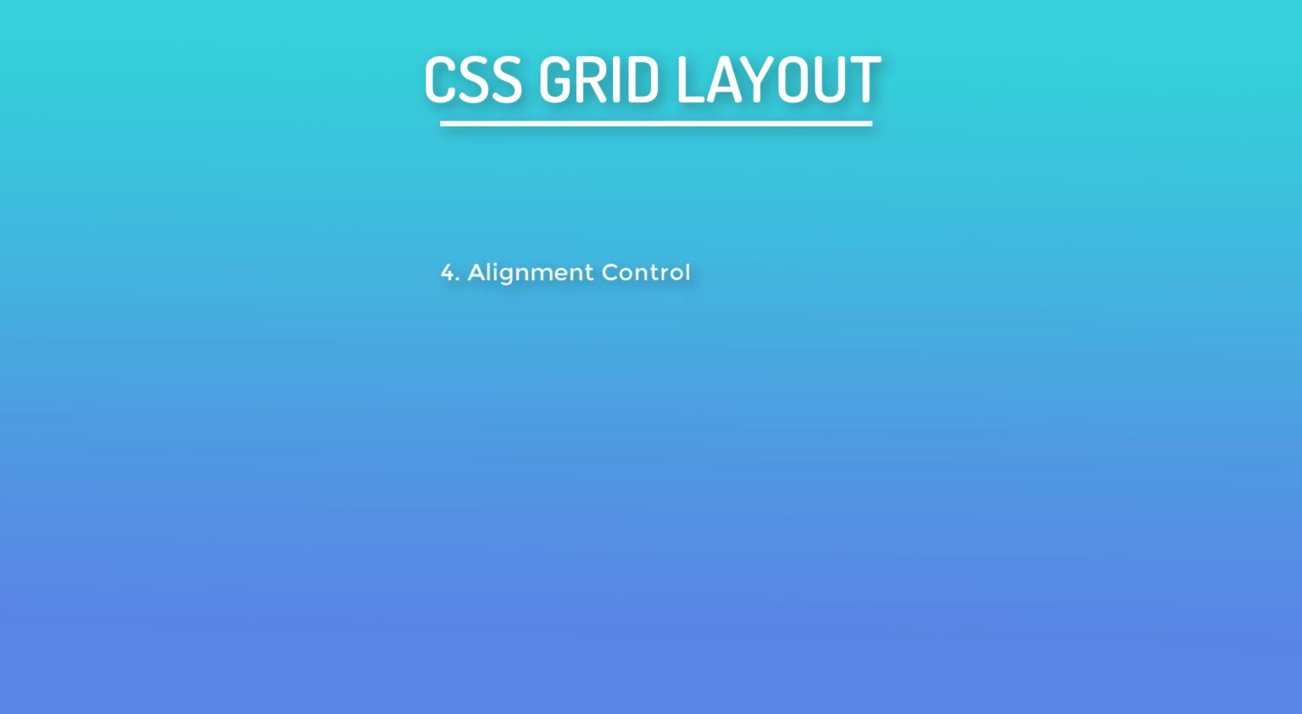Alignment control. It means how you align items in your tracks or your tracks inside your container. It is a bit confusing, but don't worry, it will be completely normal as you progress through this course.